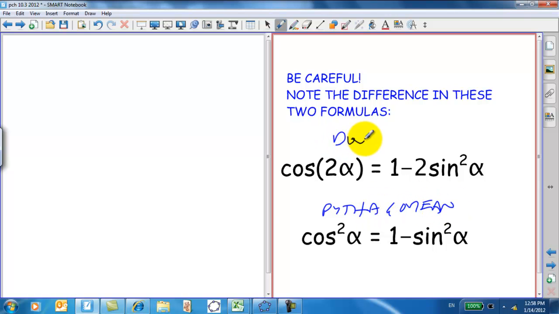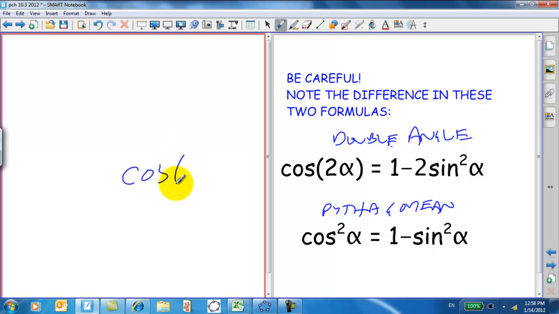This is a double angle formula. Notice the difference. And sometimes kids get a little sloppy. The cosine squared drifts down and looks like a cosine 2 alpha. The parentheses aren't really usually required here. Cosine 2 alpha is considered to be the same thing as cosine 2 alpha.